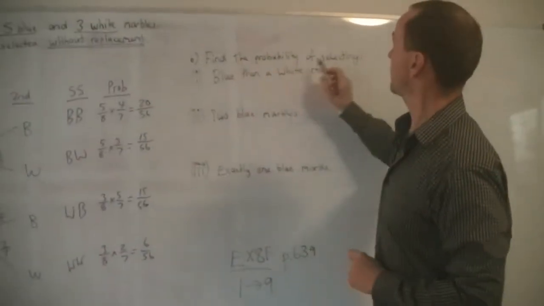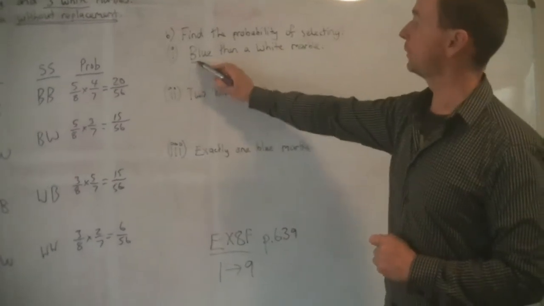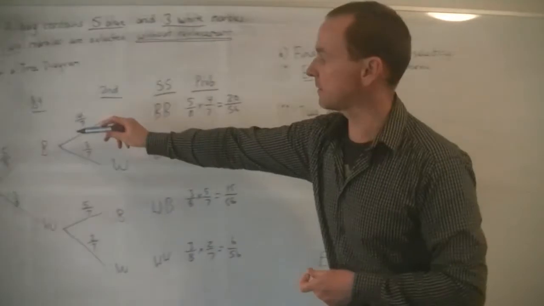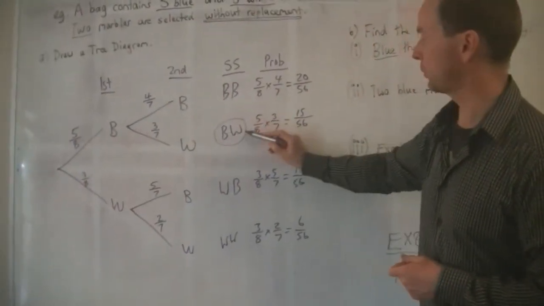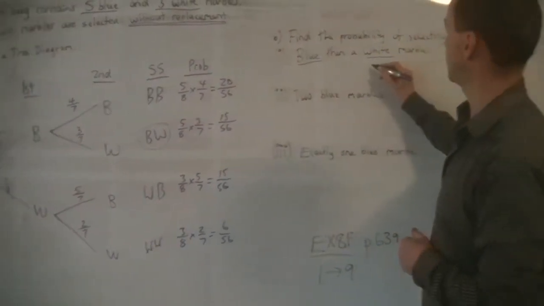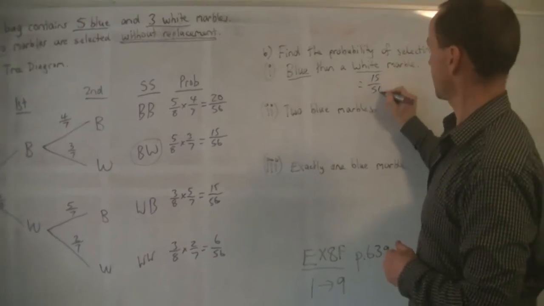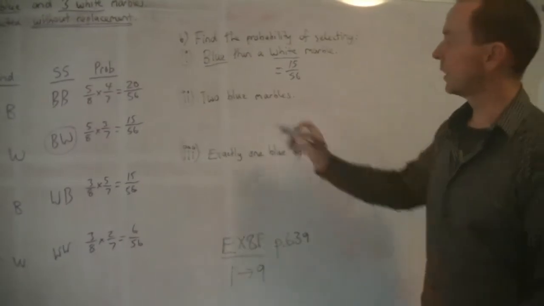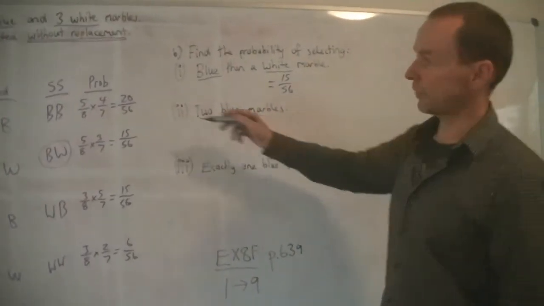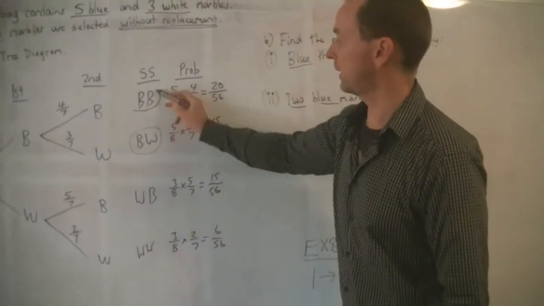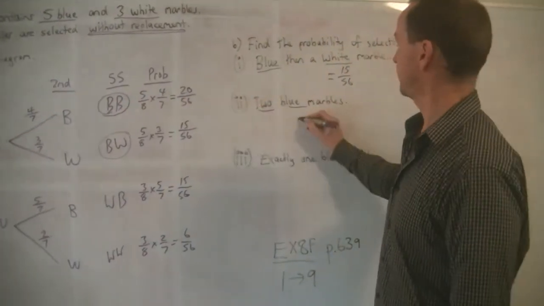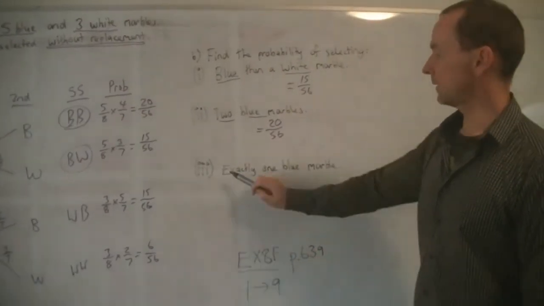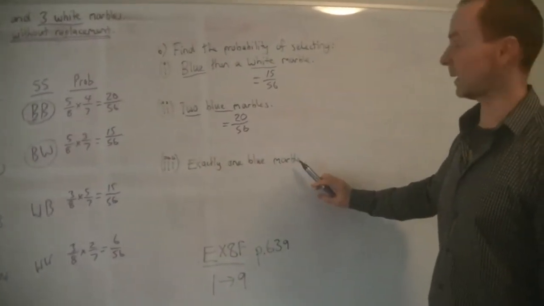Like I said, that's next lesson. Anyway, find the probability of selecting a blue, then a white marble. So a blue-white. There it is there. Blue-white, 15 over 56. And that's your answer. You've already done the hard work. Now it's just a matter of answering the questions. 2 blue marbles. Okay, where's that? Blue, there it is. 2 blue marbles is 20 out of 56.